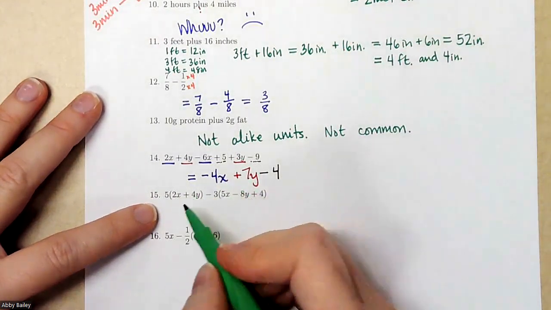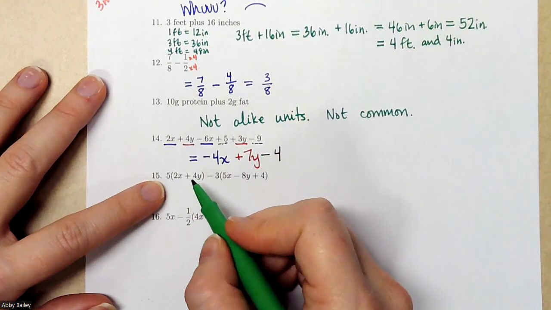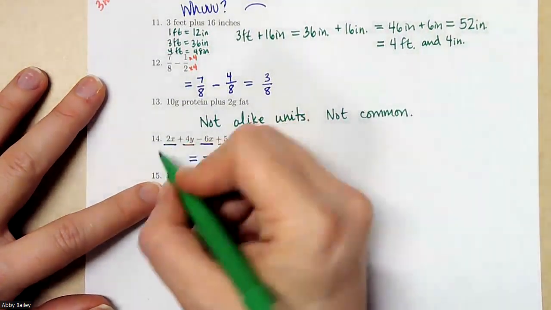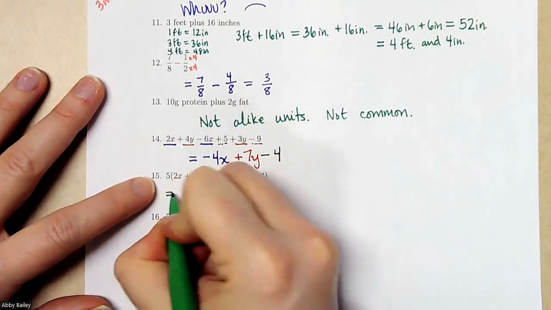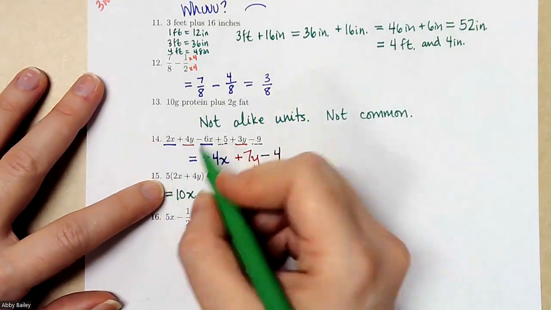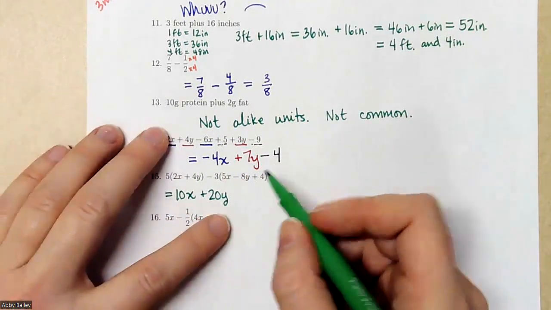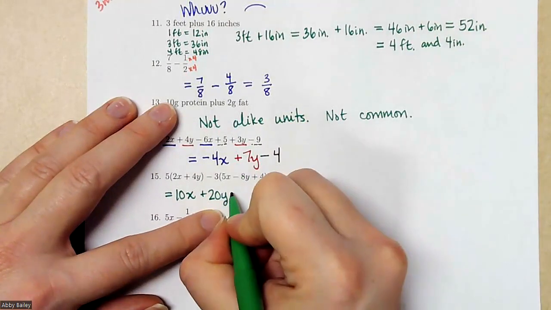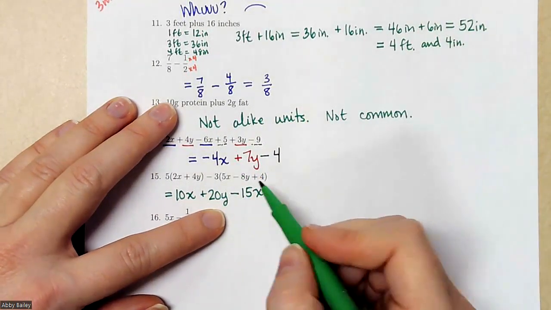Now we have to duplicate because this is 5 sets of 2x plus 4y. So 2x plus 4y is being added 5 times. So I'm going to distribute. If I added 2x 5 times, I would have 10 x's. If I added 4y 5 times, I would have 20 y's. Now take away 5x 3 times. So take away 15 x's because I took away 5x 3 times.